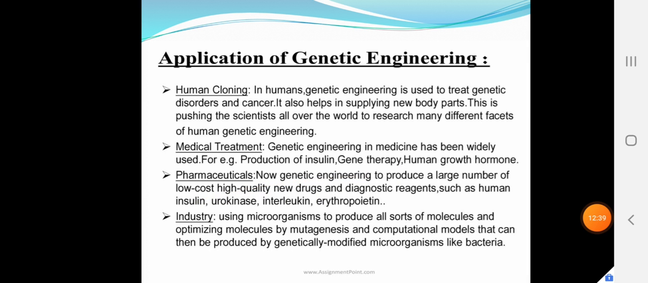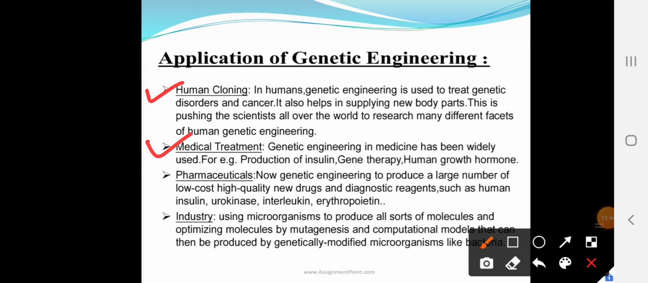What are the applications of genetic engineering? It is used in human medical treatment, pharmaceuticals, and in industries. In human cloning, it is used to treat genetic disorders and cancer, and to help in supplying new body parts. It is also used in medical treatment. How is it used in medical treatment? For the production of insulin, in gene therapy, or human growth hormones from the pituitary gland.